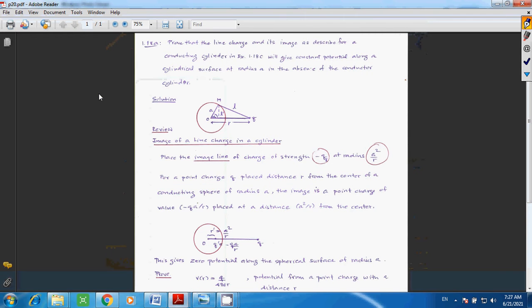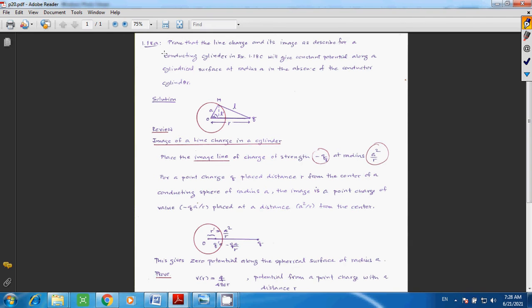Let's continue with solved problems, Fields and Waves in Communication Electronics. We're still working on chapter 1. The topic is still about potential, electric fields, and boundary conditions.